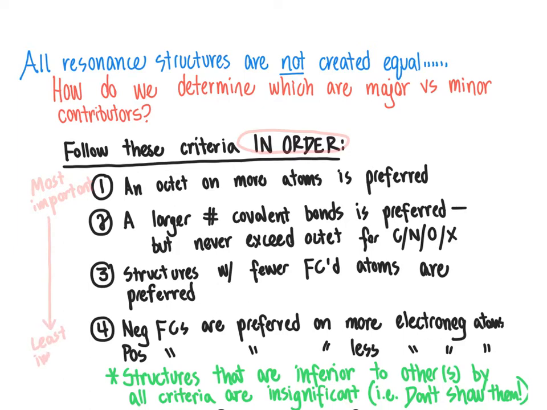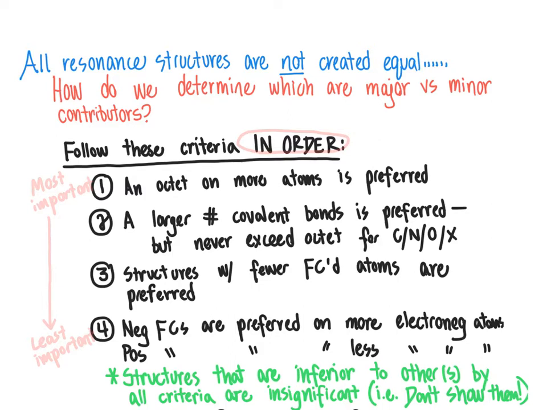So when we're comparing two structures, if we see that one of them is superior to the other by point number one, we can stop right there and say that we've determined the major contributing structure, because point number one, having an octet on more atoms is preferred, is the most important factor. Even if all the other factors in this list are better for one structure than the other, whichever structure has the complete octet is going to be the winner.